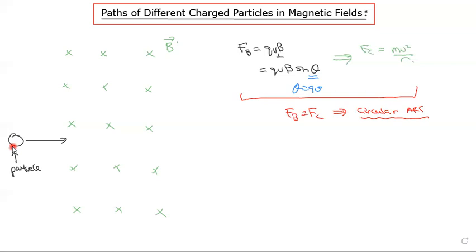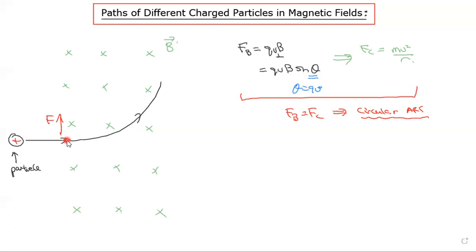So let's consider this scenario. Let's say we've got a particle that's positive. It enters this magnetic field. We know from our right-hand palm rule that it's going to experience a force upward. And so it will undergo an arc that's probably something along the lines of this. So it will have a sort of anti-clockwise arc.